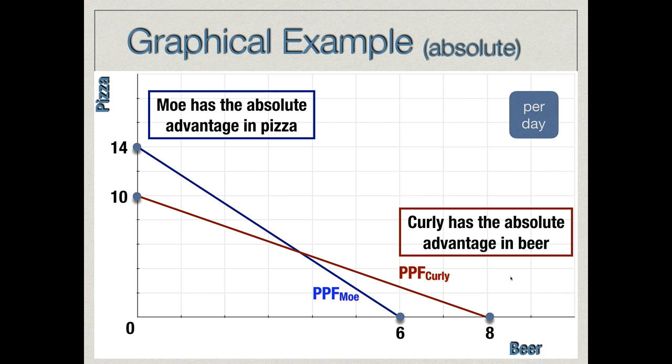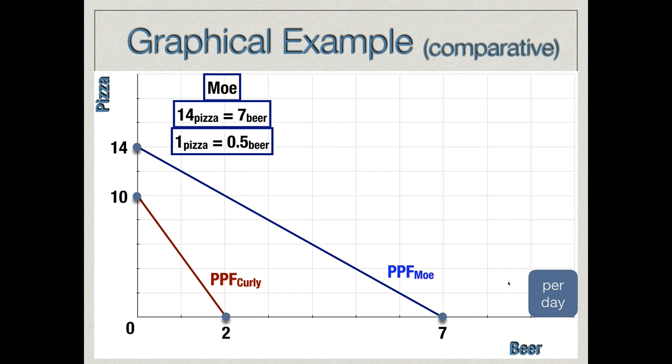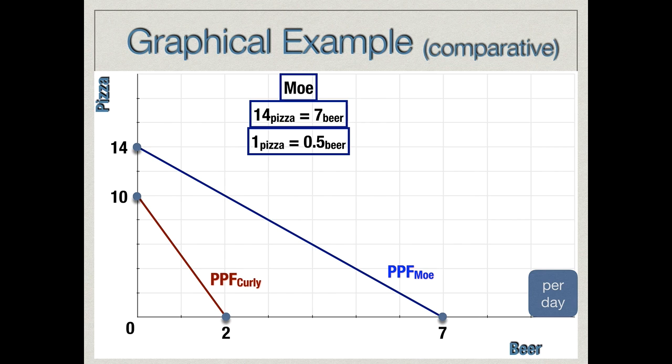So let's contrast this to how we take a look at comparative advantage. We need to calculate the opportunity cost of production of a particular output relative to the other output that the individual can produce. So Mo can produce 14 pizzas in a day, and by doing this, Mo gives up 7 beers. So what you can do is look at the extreme ends of the production possibilities frontier and equate them to one another. So for Mo, he can produce 14 pizzas in a day or 7 beers in a day.